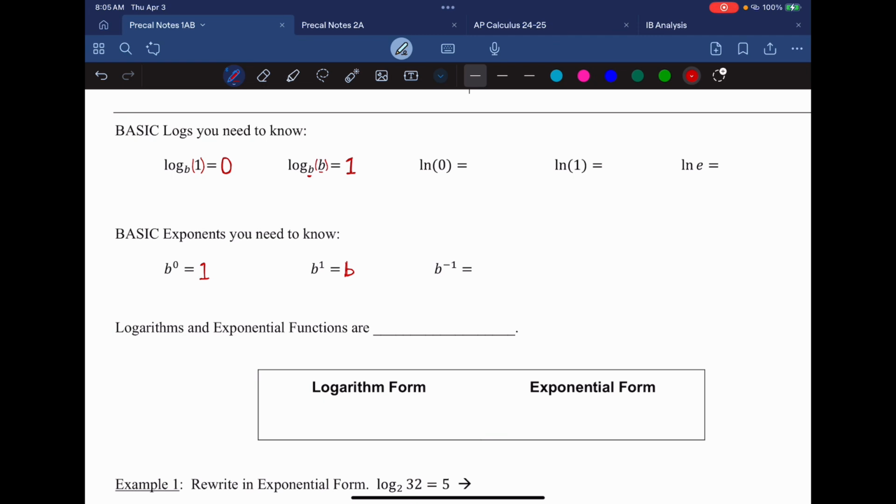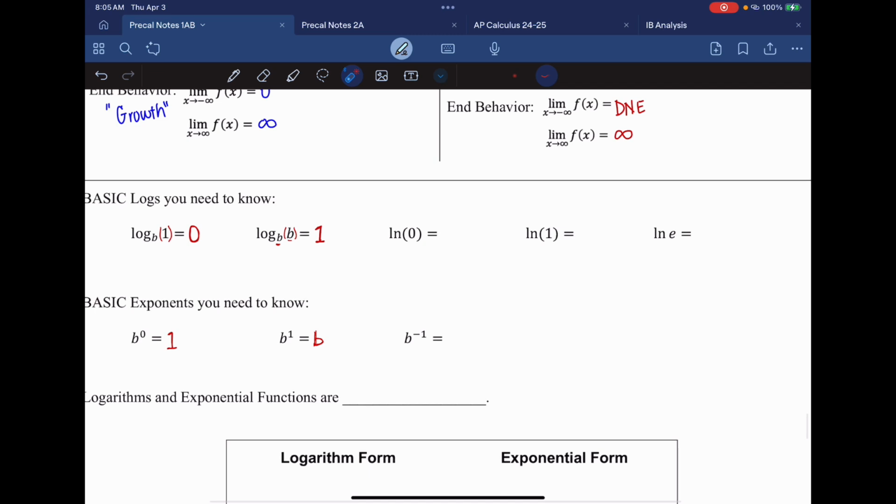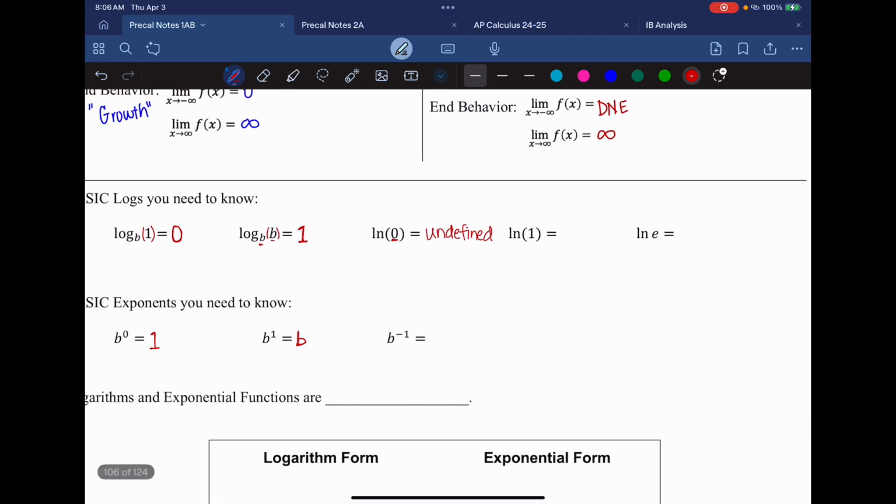Log of 0, if you look at your graph for logs, that's where our vertical asymptote is. So anytime you have an argument of 0, that log is undefined. Same is true for log of negative numbers. Natural log of 1, again, this argument being a 1, is automatically a 0. Doesn't matter what the base is.